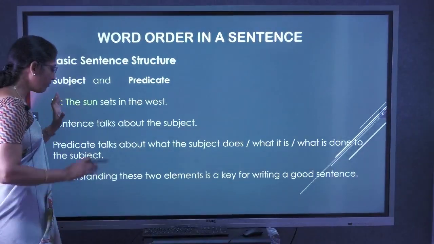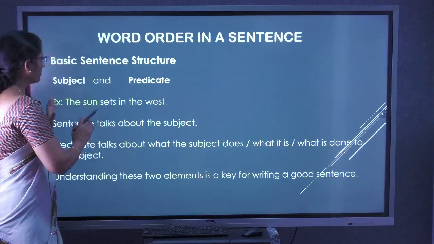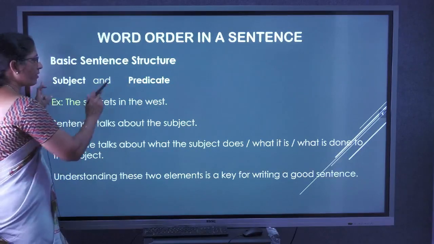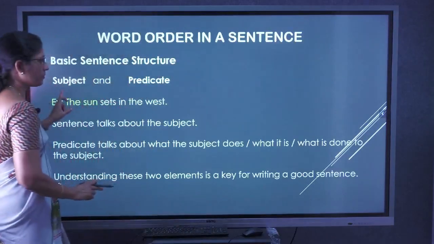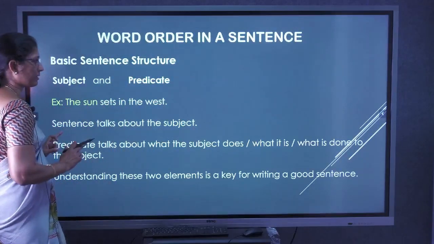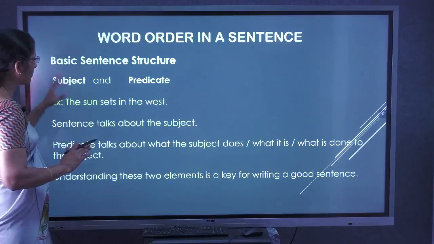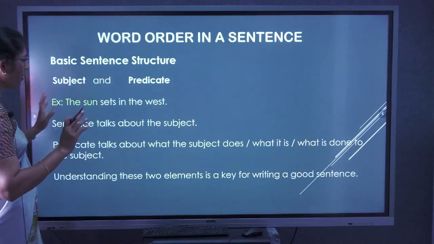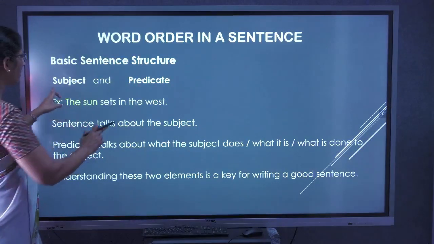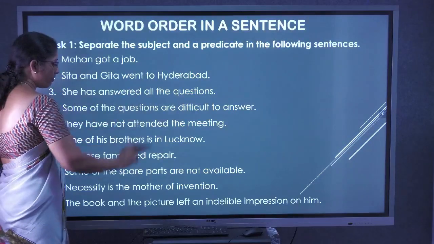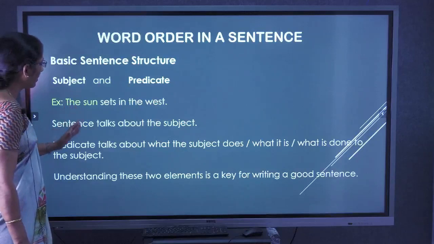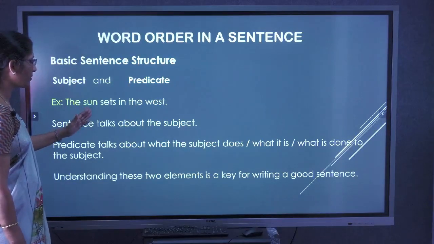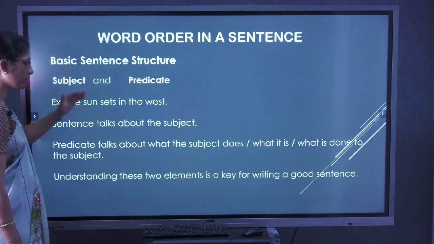So in a basic sentence structure, or in any sentence, first of all there are two important constituents. One is the subject and the other is the predicate. Of course there are some sentences without a subject. But if you want to make a meaningful sentence, these two are the inevitable parts. Okay, so the sentence talks about the subject, and the predicate talks about what the subject does.